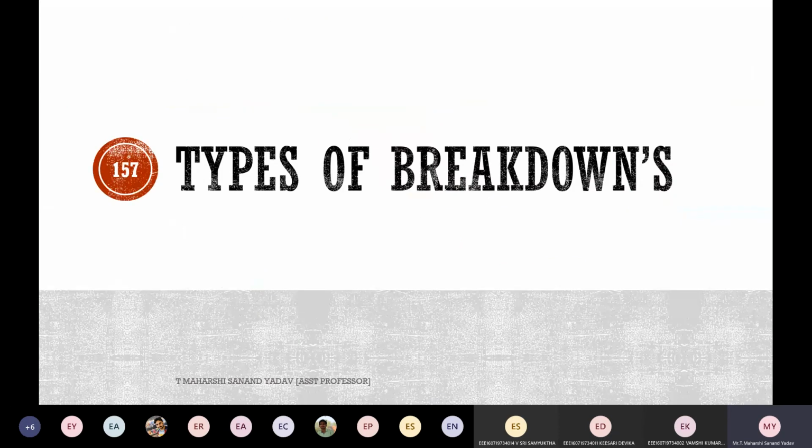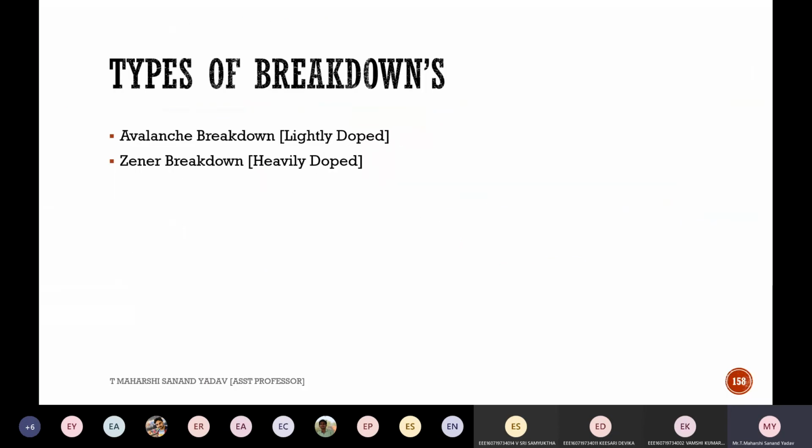So these are types of breakdowns. There are two types of breakdowns. One is avalanche breakdown. Next one is Zener breakdown. So you know this Zener diode is heavily doped. Why is it heavily doped? What is the meaning? Heavily doped means more number of impurities. Lightly doped means less number of impurities.